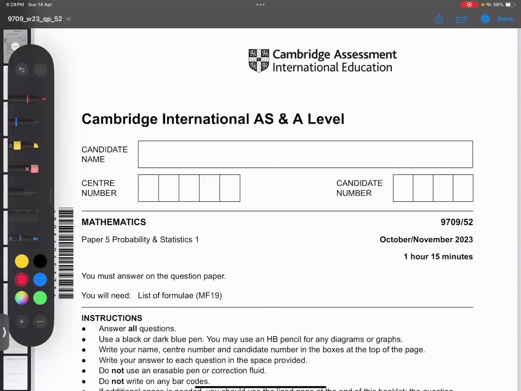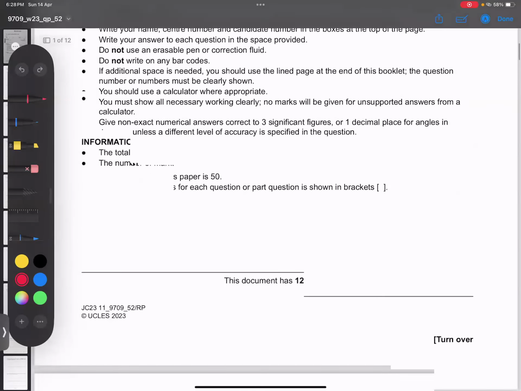Bismillah ar-Rahman ar-Rahim. This is the October 2023 variant 52, complete statistics paper. So let's try to solve this paper.